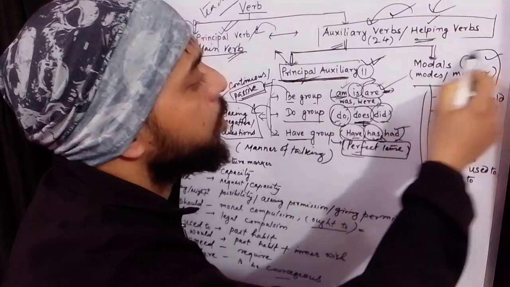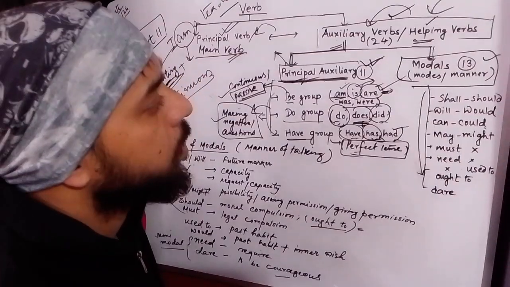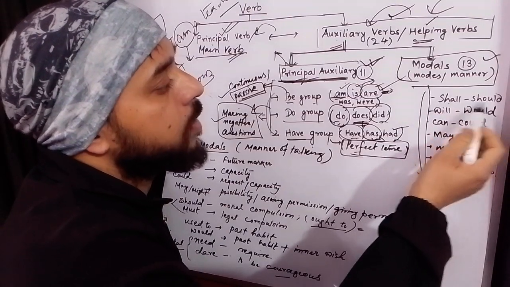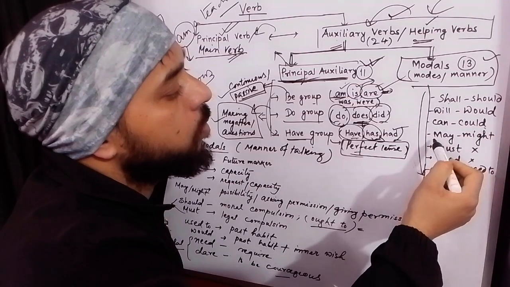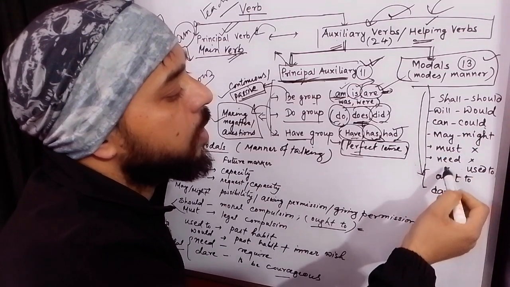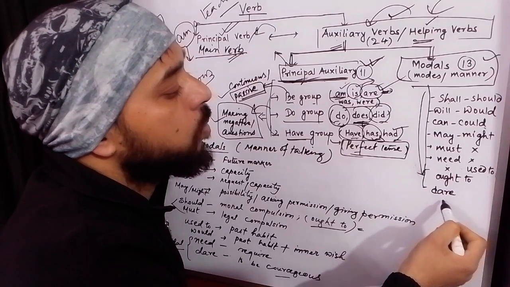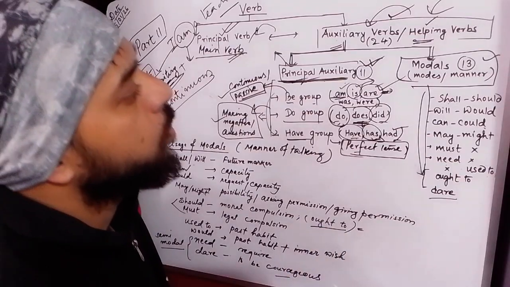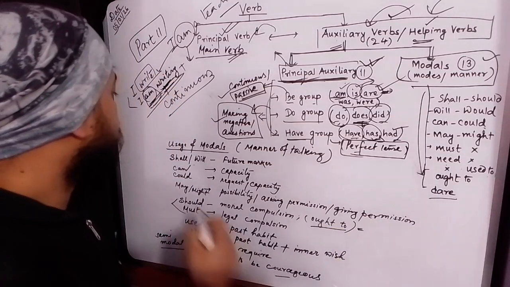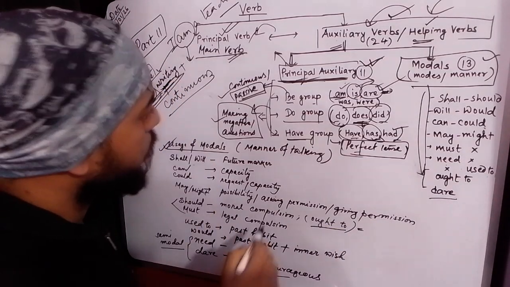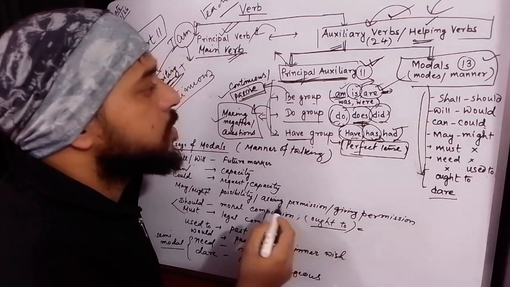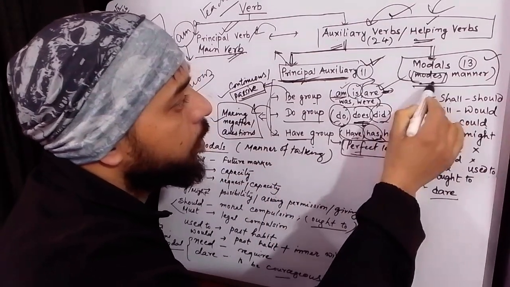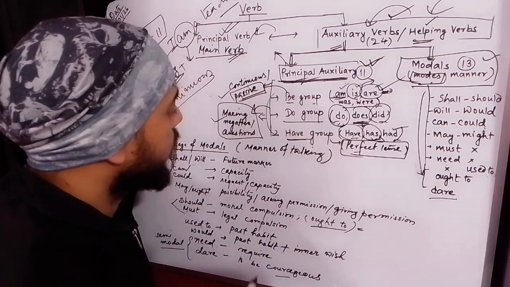Next comes modals. Modals are 13: shall, should, will, would, can, could, may, might, must, need, used to, ought to, dare. Let's go for modals in detail, their usage. The word modal is derived from the word mode. Okay, mode. That means manner.